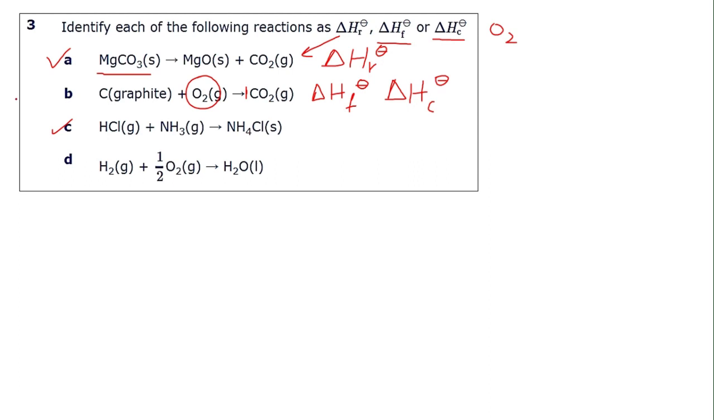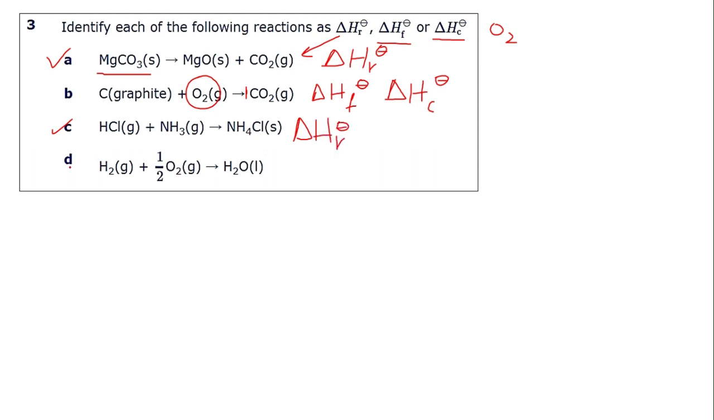See one by one: it is not combustion because we don't have oxygen. It is not delta H formation because we don't have elements in the standard state. It is delta H reaction because we have compounds here, not elements. So it will be delta HR only.